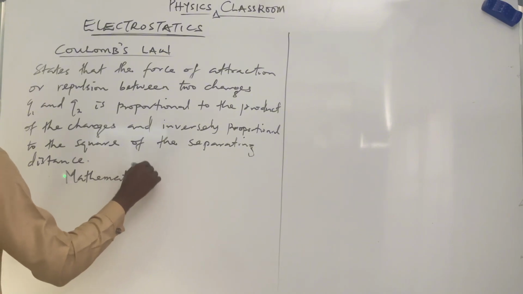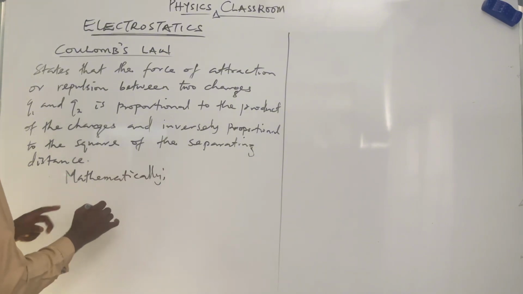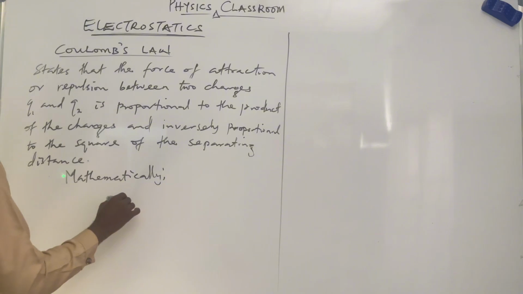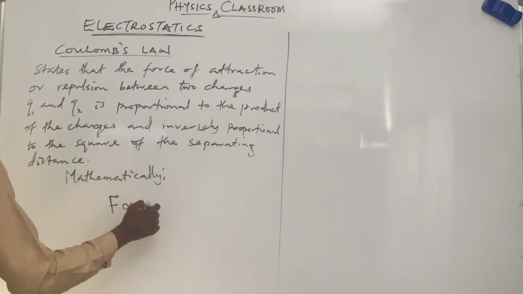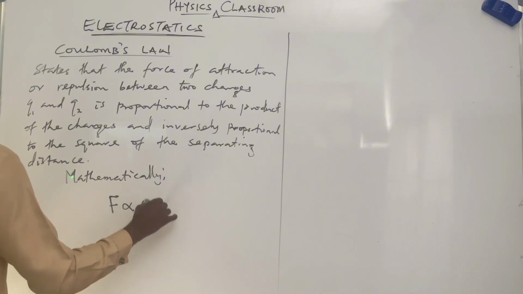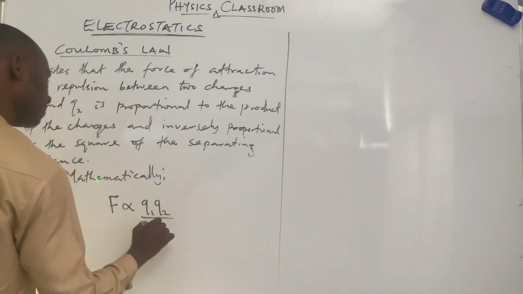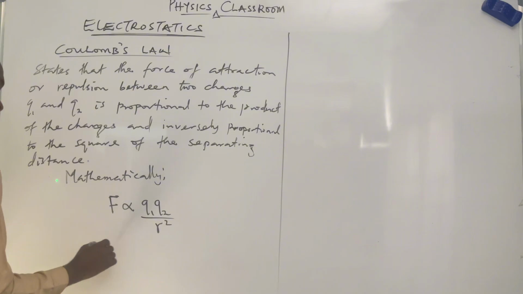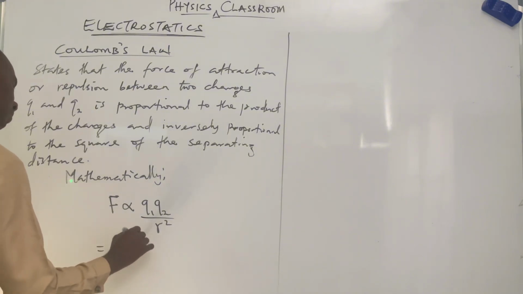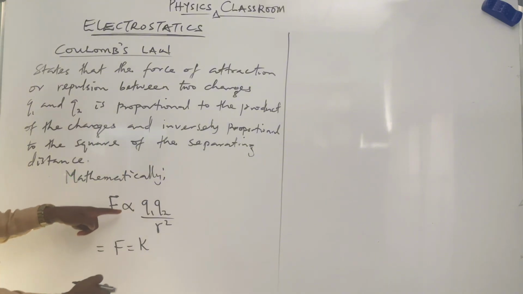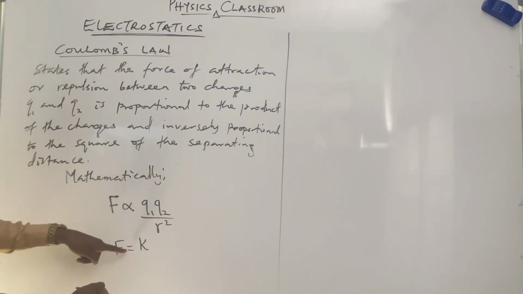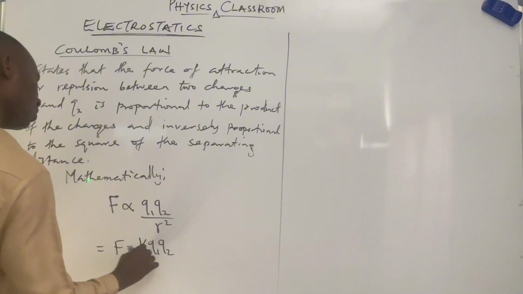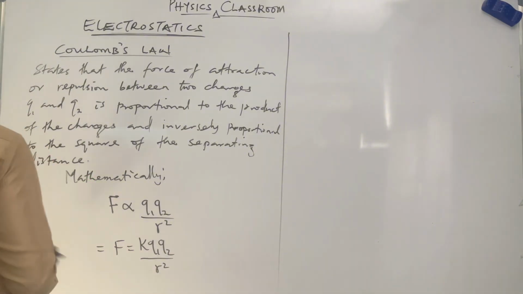we can easily deduce from the law that the force of attraction or repulsion, as the case may be, is directly proportional to the product of the charges Q1 and Q2, but inversely proportional to the square of the distance separating them, which later becomes F is equal to K. We will remove the proportionality symbol and replace it with equal to and a proportionality constant. So we have K Q1 Q2 all over R squared. Where is this coming from?